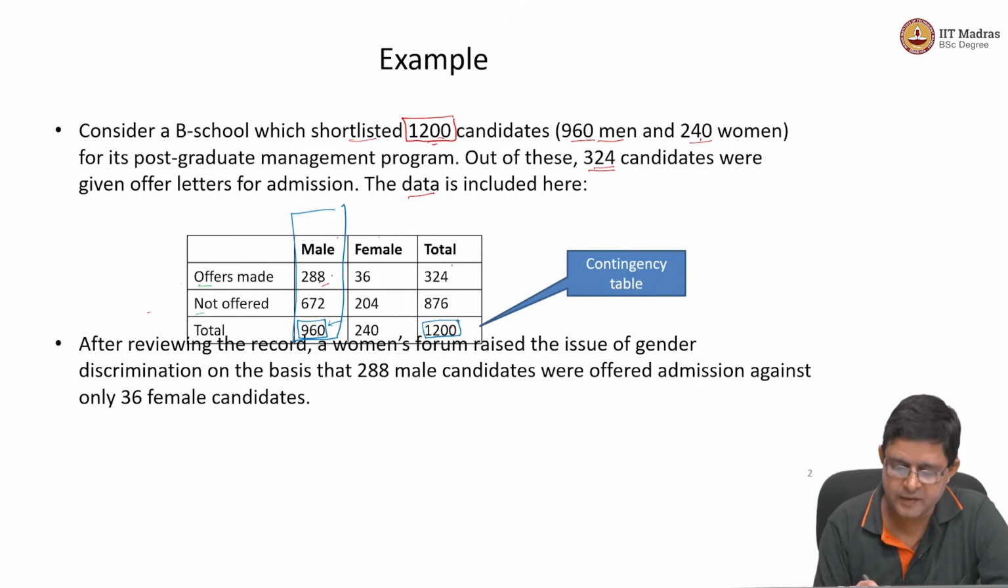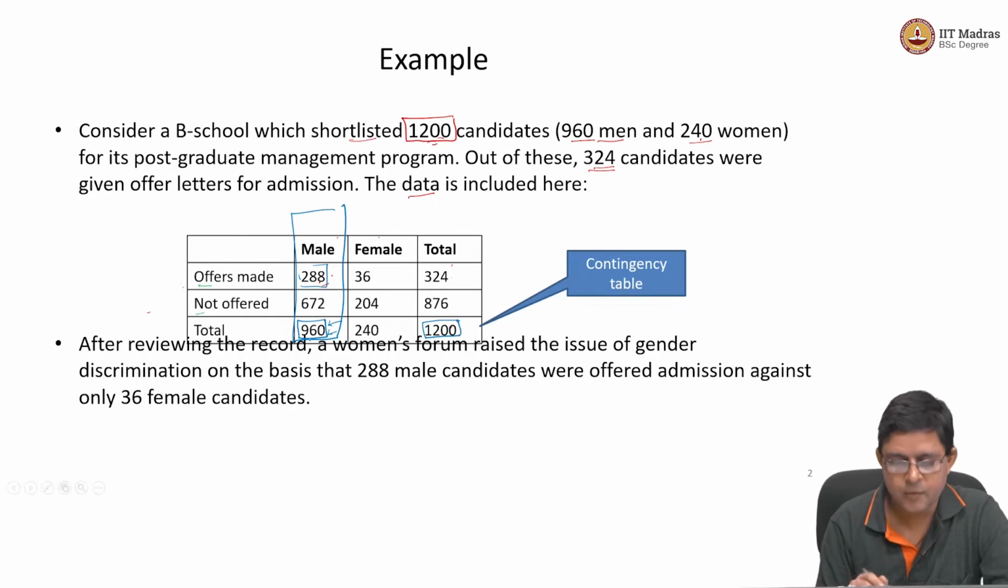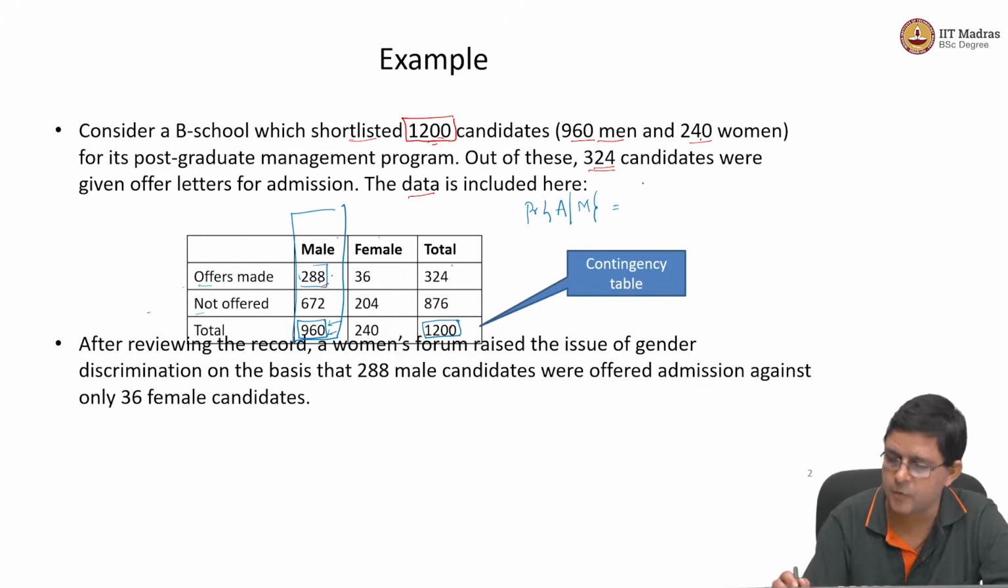Now, how many of these 960 candidates are offered admissions? 288. So, what is the probability that somebody will be offered admission given the fact that they are a male candidate? The very fact that they are a male candidate means I am going to look at only these 960, and then ask what is the probability of somebody being offered admission out of this 960? 288, and therefore I am going to calculate that probability of somebody being offered admission given that the candidate is a male candidate. Okay, that can be calculated simply by looking at this column only, 288 divided by 960.